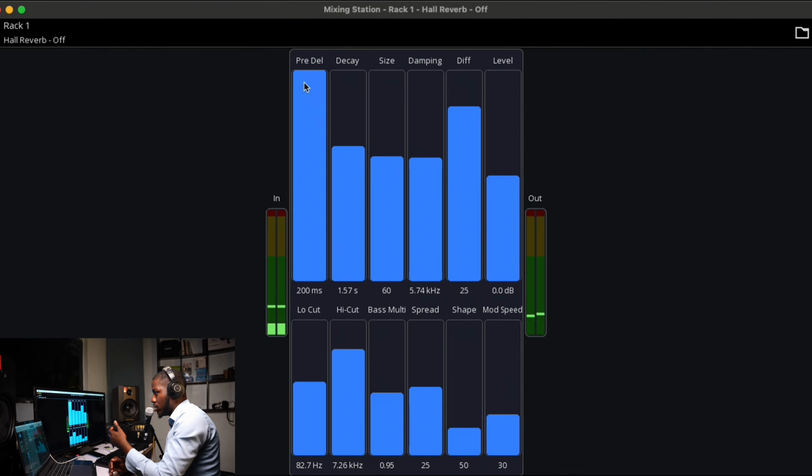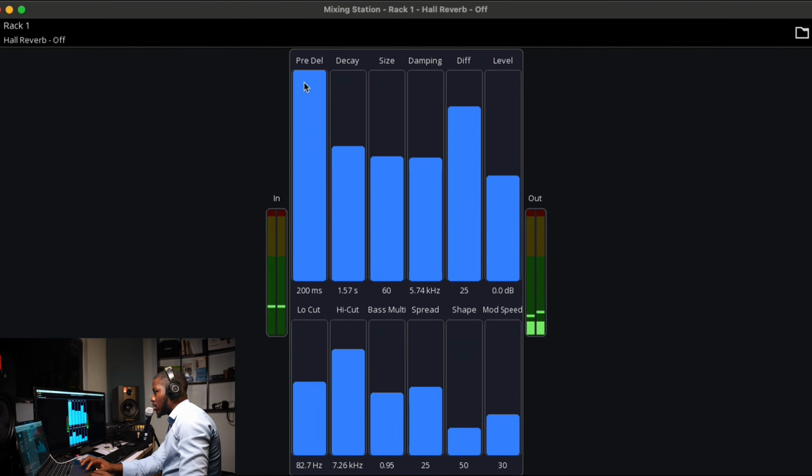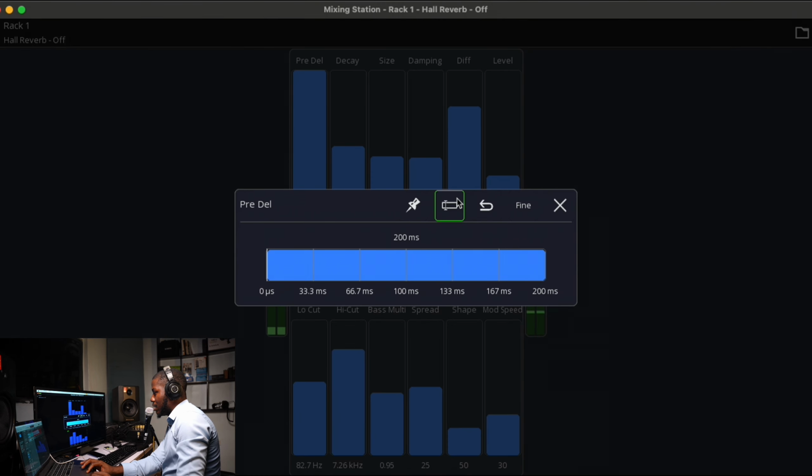By the time I speak into the reverb, I feel like you can still hear my natural voice, right? So that time between my natural voice and the delay coming in that you can hear is 200 milliseconds. Now let me take the pre-delay out a bit so you understand what I'm saying.